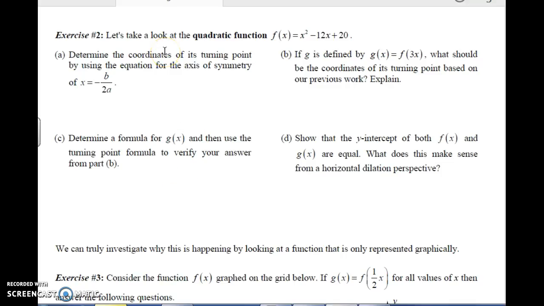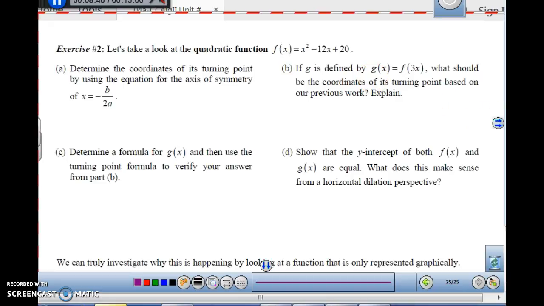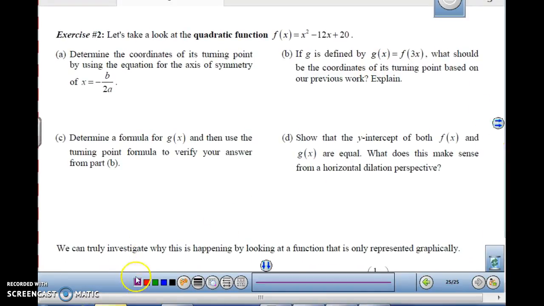Now let's try the quadratic function. f of x equals x squared minus 12x plus 20. Determine the coordinates of its turning point by using the equation of the axis of symmetry, x equals negative b over 2a. Okay, so the x coordinate, x equals negative b. Remember, a is going to be 1, b is going to be negative 12, c is going to be 20. So negative b would be positive 12, over 2 times a, which is 2 times 1. 12 over 2 is 6. So the x coordinate is going to be 6.